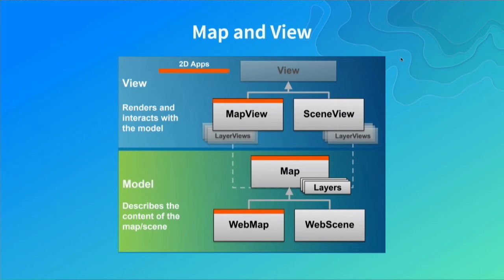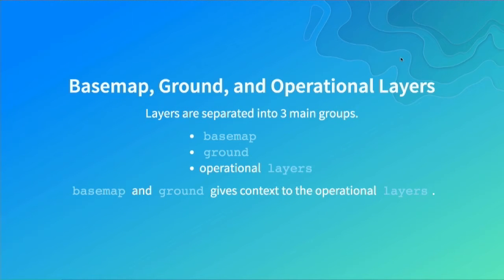This highlights the fact that for 2D apps, we get a map view and a map and the web map. And then for 3D apps, you would get the scene view and the web scenes.